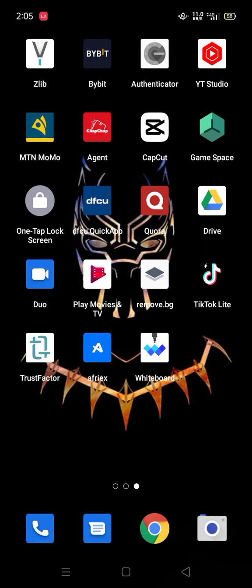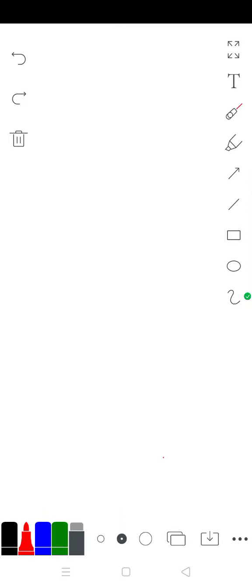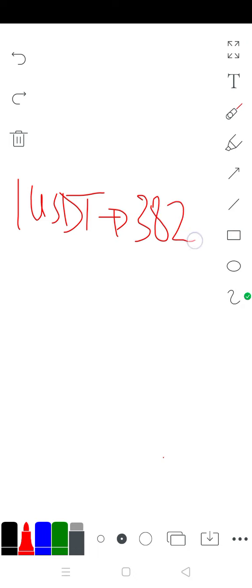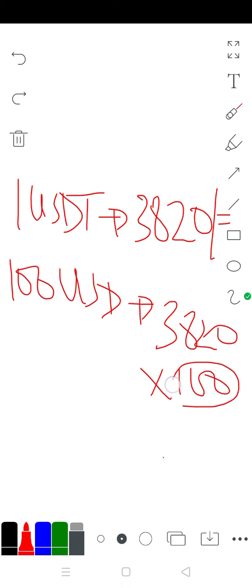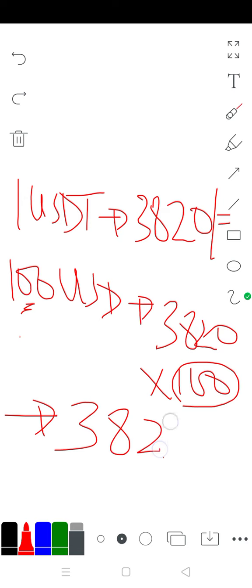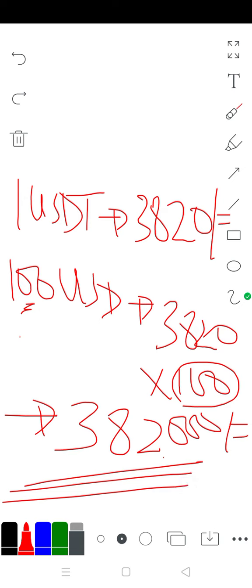Now, let's go into the whiteboard and calculate. Inside this whiteboard, we saw that the price of one USDT is equivalent to 3,820 Ugandan shillings. That is the value of one USDT. Now let's say we want to buy 100 USDT. You must know the amount of USDT you want to buy before you go and buy it. So 100 USDT will cost you 3,820 times 100, which gives 382,000 Ugandan shillings. So you need 382,000 Ugandan shillings to buy 100 USDT from Binance.